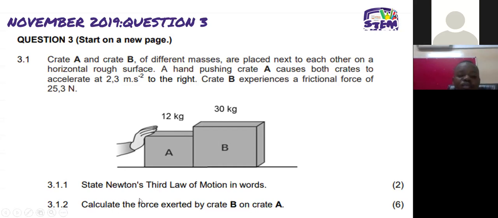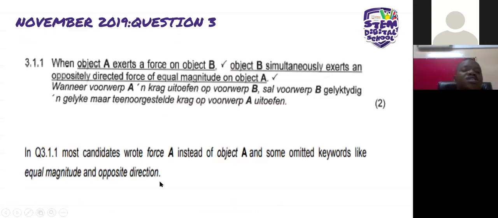So question 3.1.1, it says we must state Newton's third law of motion in words. Now, from our understanding there, it should be easy for us to simply state Newton's third law of motion. Now, remember, when we state Newton's third law of motion in words, we are going to take it from the examination guidelines. Are we together, my dear learners? We will take it from the examination guidelines so that we state it exactly as it is, and we are able to obtain all the marks.